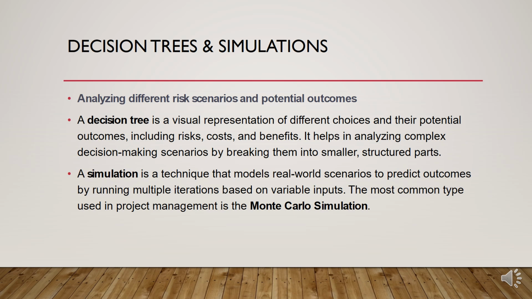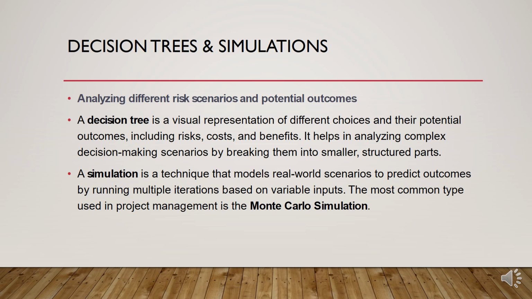The next mitigation strategy is decision trees and simulation. The decision trees and simulations are two powerful tools that help in mitigating any risk. These are basically analyzing different risk scenarios and potential outcomes. A decision tree is a visual representation of different choices and their potential outcomes, including risk, cost, and benefits. It helps in analyzing complex decision making scenarios by breaking them into smaller and structured parts.